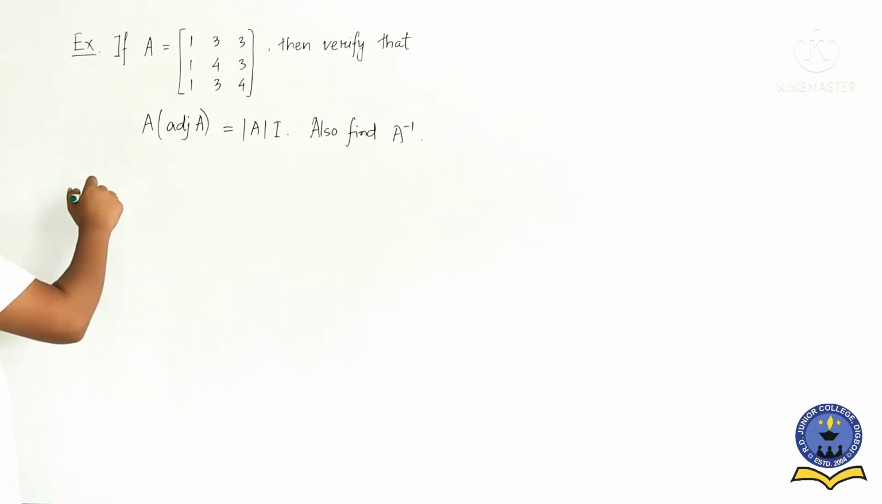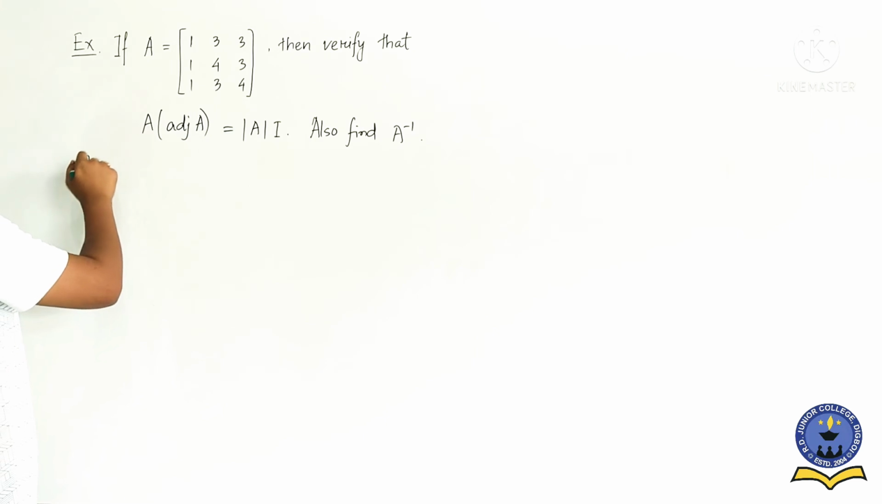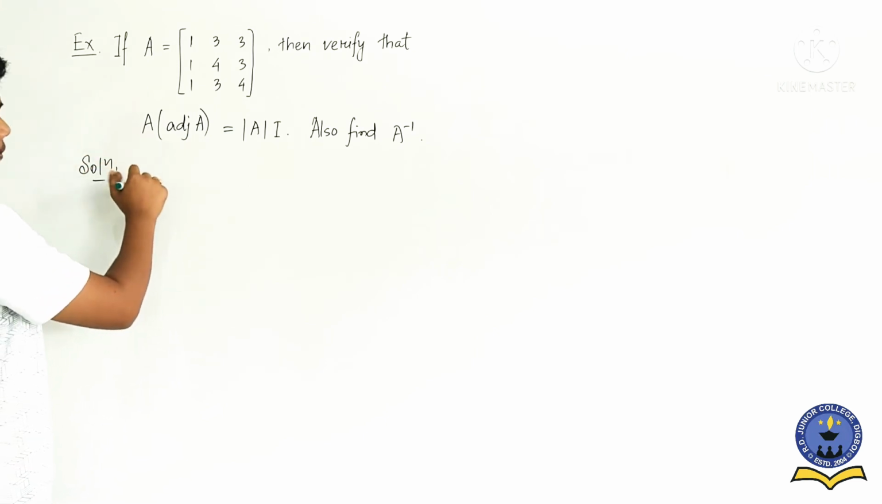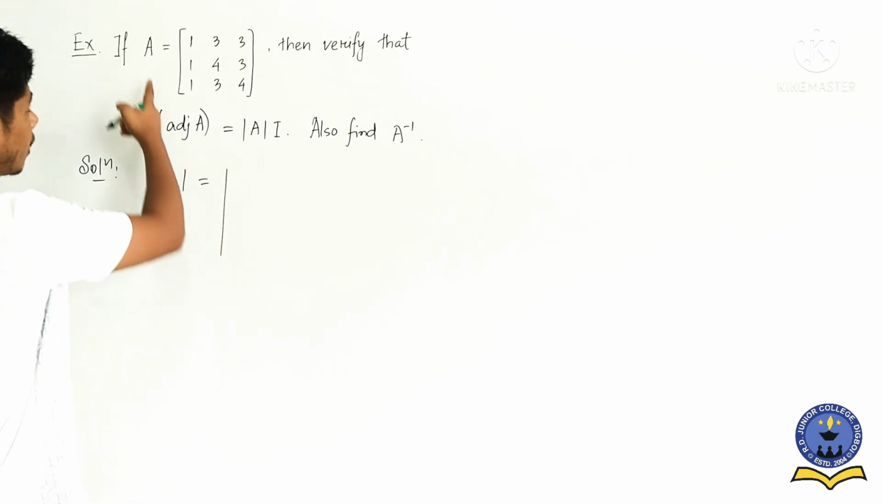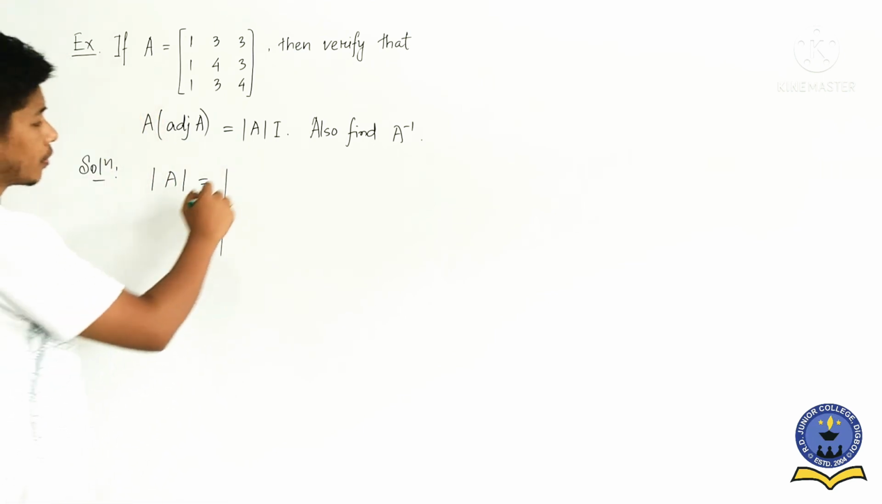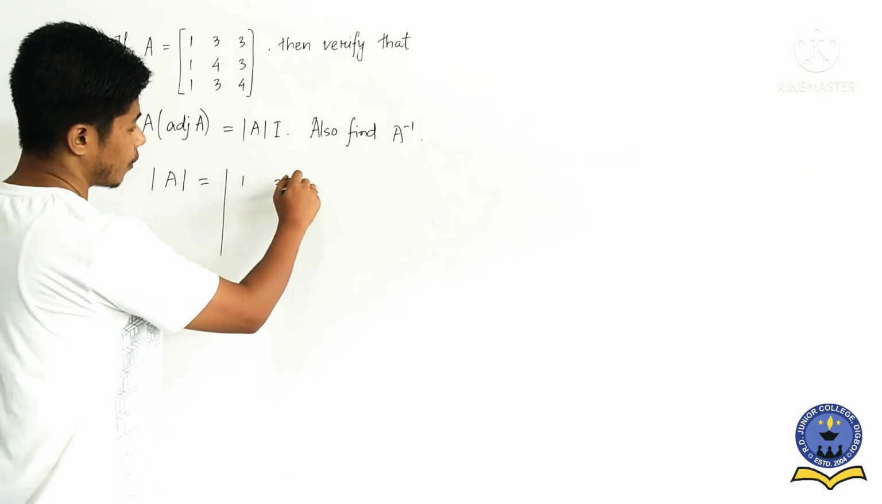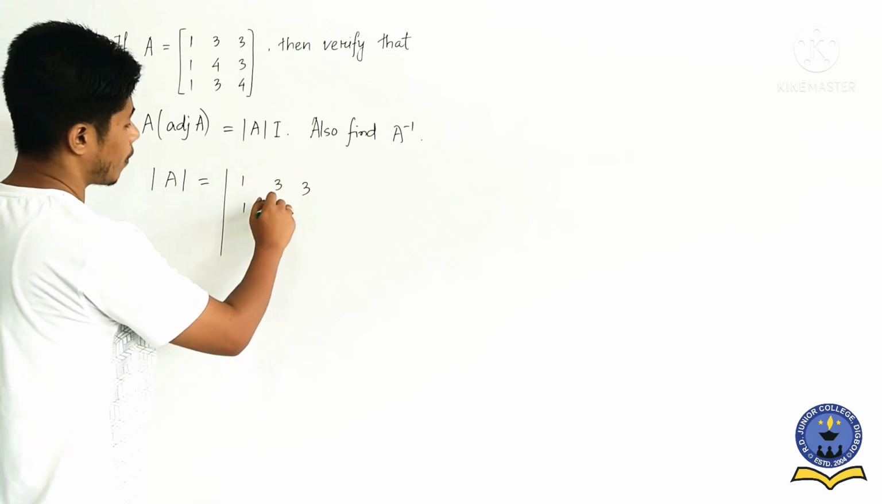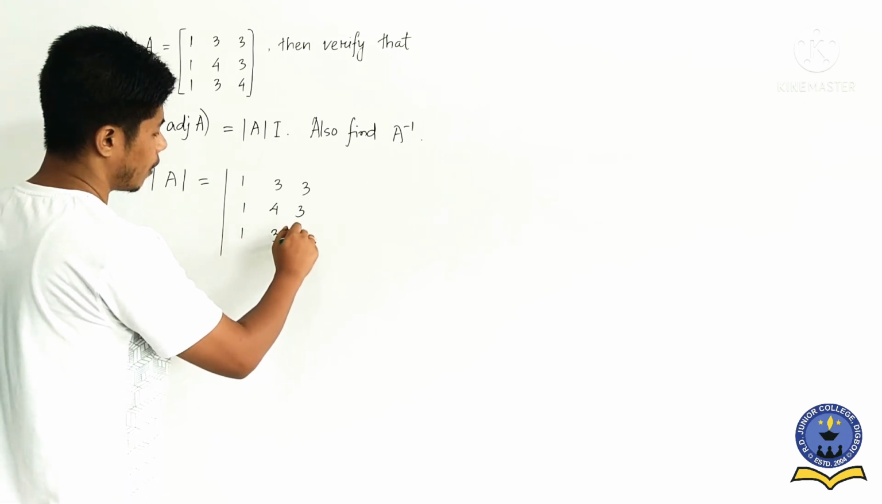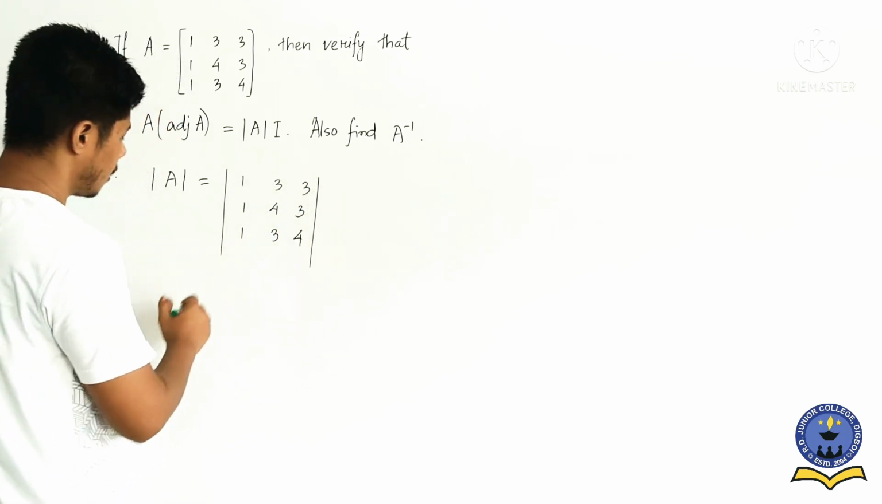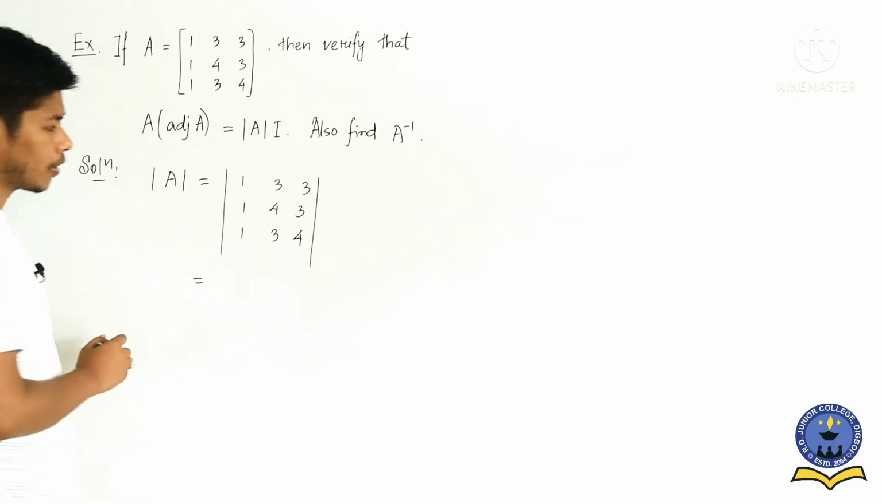So when we find the determinant of A, the matrix A is already given. We write it as 1 3 3, 1 4 3, and the last row 1 3 4. Now we have to evaluate this result. If we evaluate this, how can we expand it?